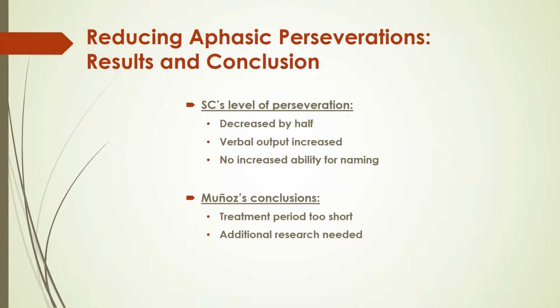SD's level of perseveration decreased by half. His verbal output increased, but there was no increased ability for naming, although Munoz believes that he became more adept at other compensatory strategies, such as circumlocution, because of the learning that he experienced via the naming tasks. Munoz's conclusions include the fact that she thinks the treatment was too short, that they needed to have done a more frequent and longer treatment protocol for better results, and she believes that more research is really necessary.